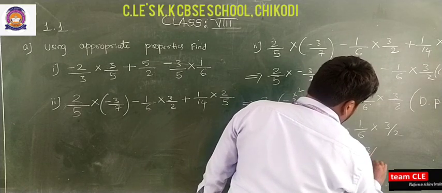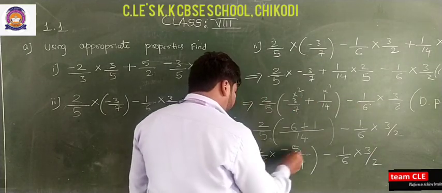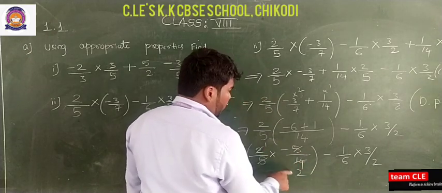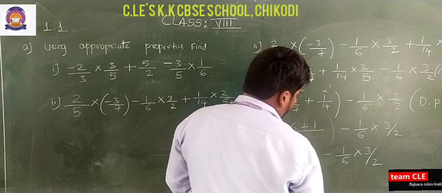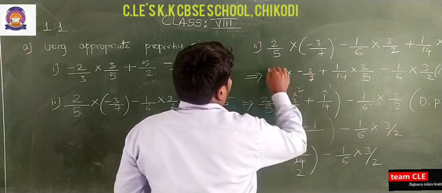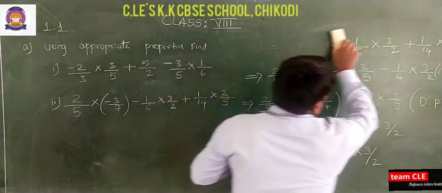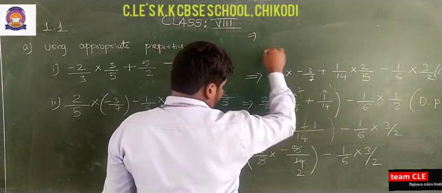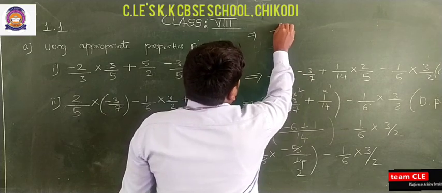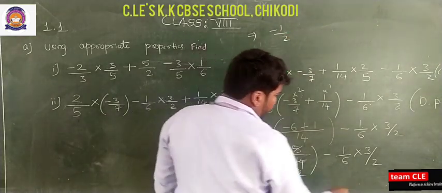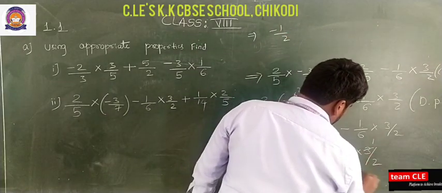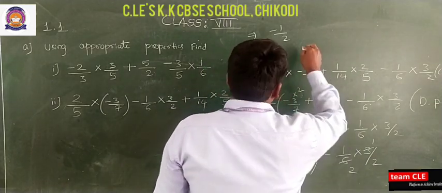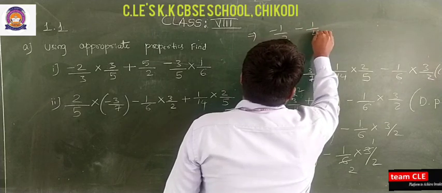into 3 by 2. So now see, 5 gets cancelled. 2 1s are 2, 2 7s are 14. So 1 minus, that is minus 1 by 7, you are getting this. Getting this as, I will solve here. On the other part I solve this and you are getting minus 1 by 2, minus 1 by 2, and this one 3 1s are 3, 2 2s are 4. So getting this as minus 1 by 4.